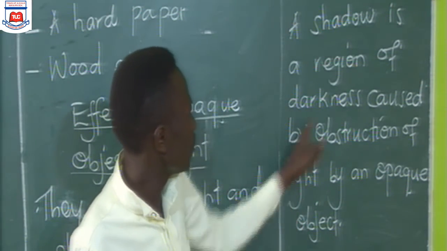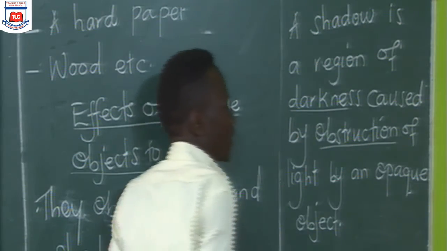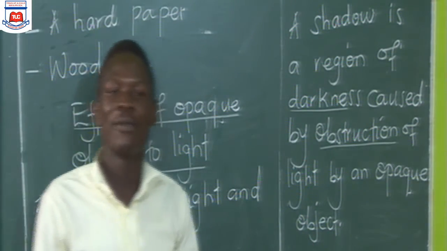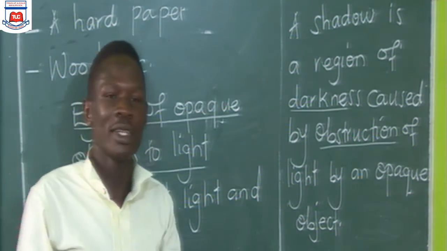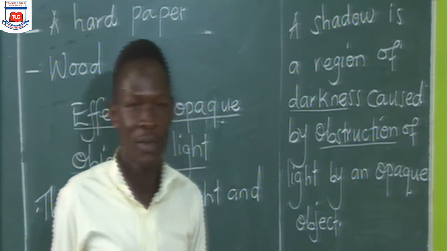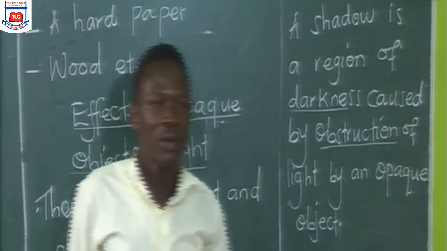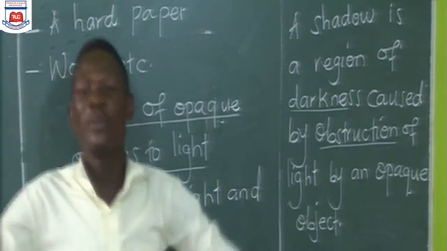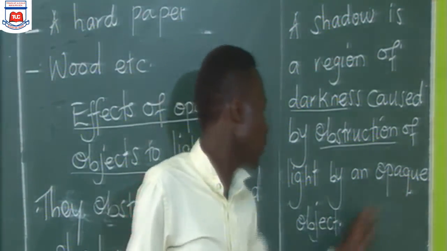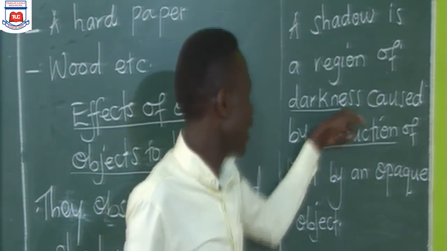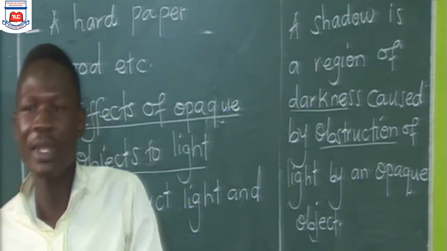So what are the keywords here? We have to make sure that we underline the words darkness and obstruction. Darkness is that part which does not have light, or the part that light didn't reach. Obstruction is an object blocking light and making light not pass through it to reach the other side. And of course, that's an opaque object. So simply that's the meaning of the word shadow.